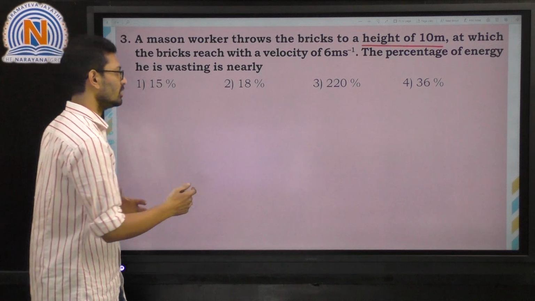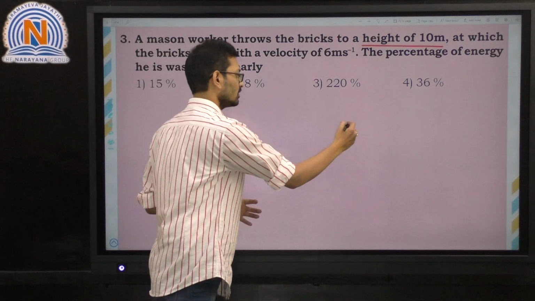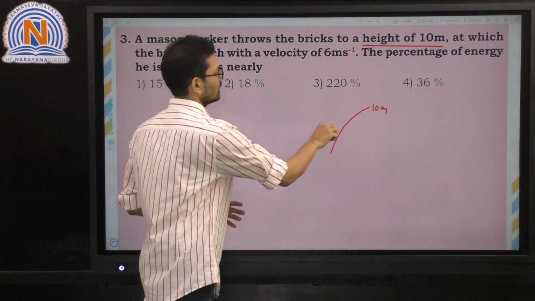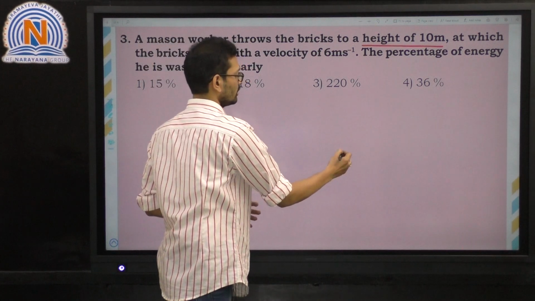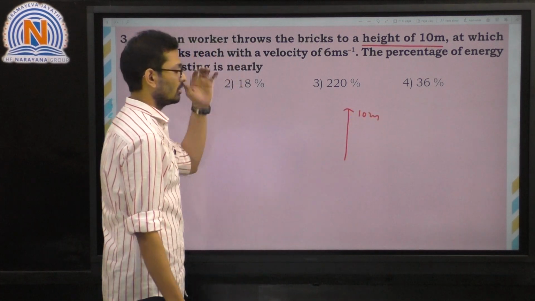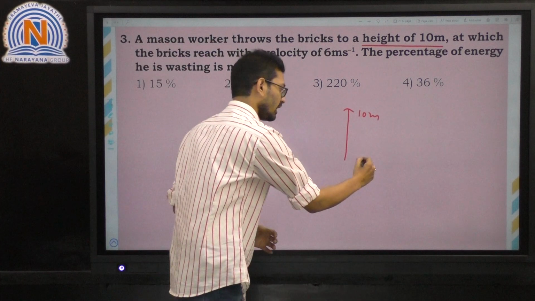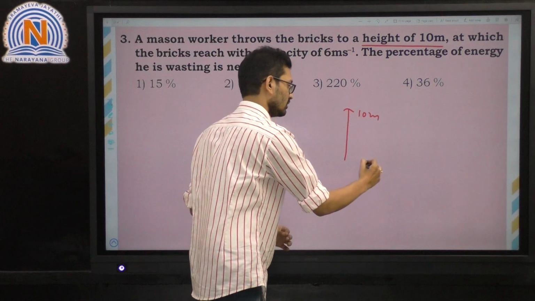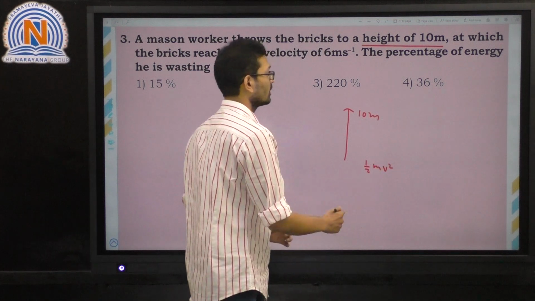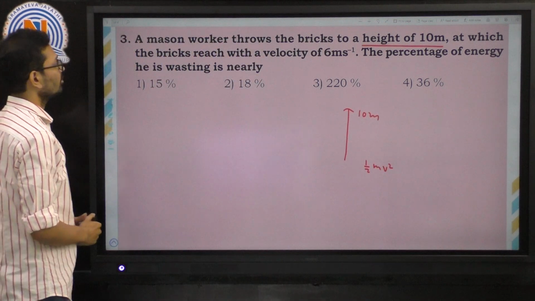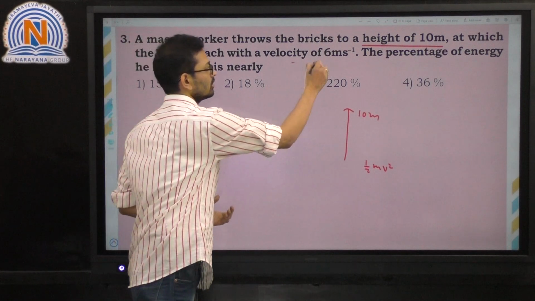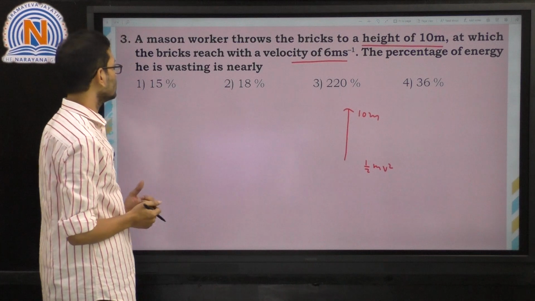So initially, imagine a person who is throwing a brick to a certain height of 10 meters. Okay, I am going to draw it like this. When he is throwing a brick up to 10 meters height, initially he will be having a kinetic energy, half mv square over here, at which the brick reaches with a velocity of 6 meters per second. So they gave you the velocity also. Percentage of energy is wasting.